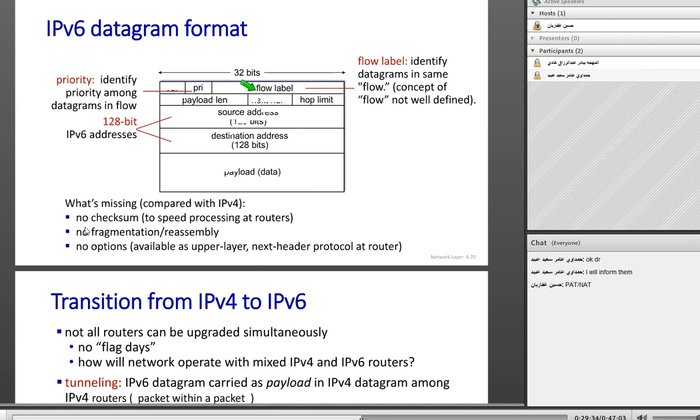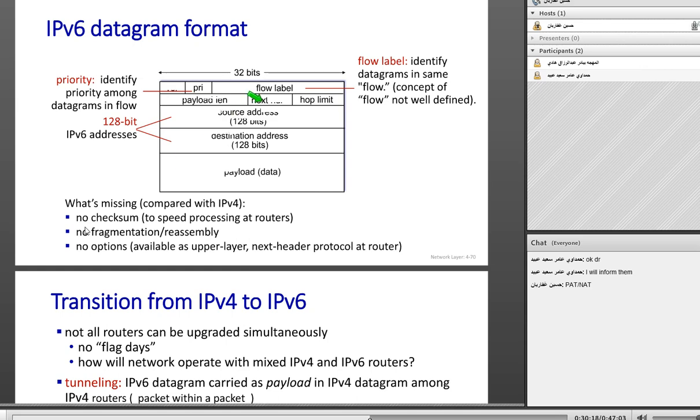But how can I remove the options in IP version 6? We don't remove them, but simply we bring them to the payload part and the next header. The next header, what does it mean? I have 40 bytes of header, and if I have an option or something else, simply I can announce them as a next header.